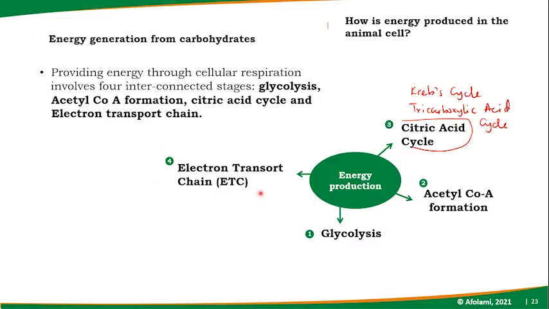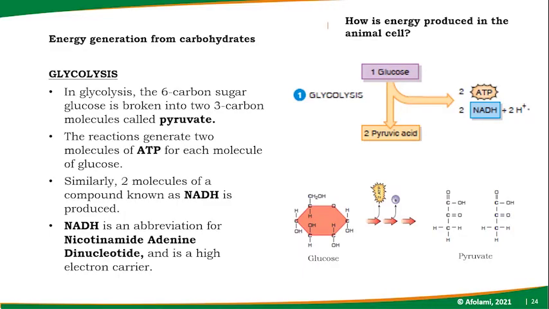Now, we'll be going into the details of how energy is produced through these metabolic processes, but keep in mind that most of you have actually done this course, so it should be a kind of revision. So, we'll be looking at what happens in glycolysis. In glycolysis, glucose is converted to pyruvate. Glucose is broken down into two molecules of pyruvate.